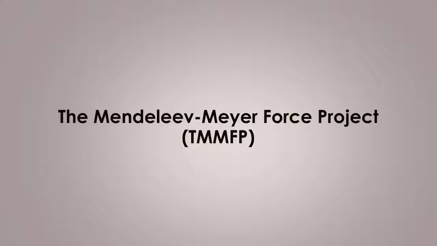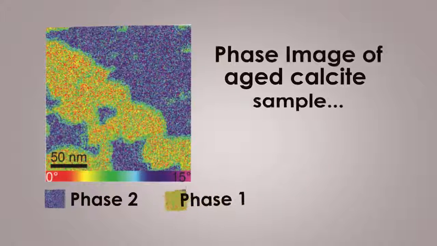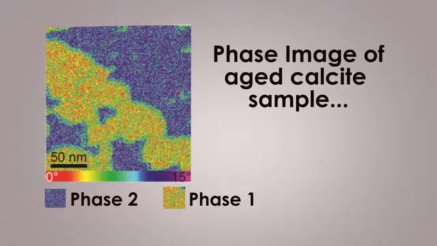In this video, I will show you a practical demonstration of how the Mendeleev Meyer force project works. Specifically, I will walk you through the process of populating the library. I will be using a calcite sample for this demonstration. This calcite sample, displayed here, has two phases, hydrated and unhydrated phase. But for demonstration purposes, I will just simply refer to these phases as phase 1 and phase 2.